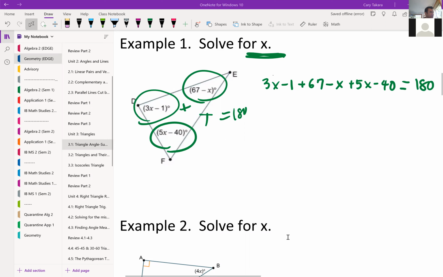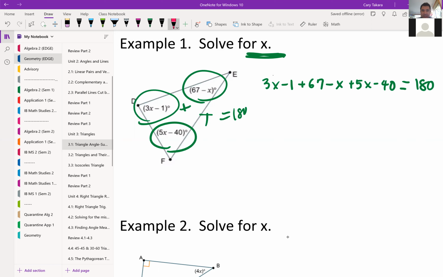So anybody be able to solve for x? Thank you, Logan. Anybody else? Is it difficult? Does anybody need any help? Let's take a look.